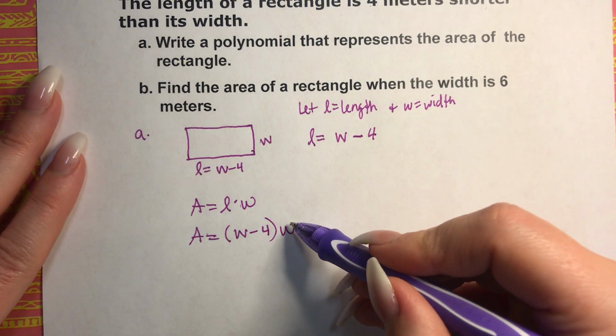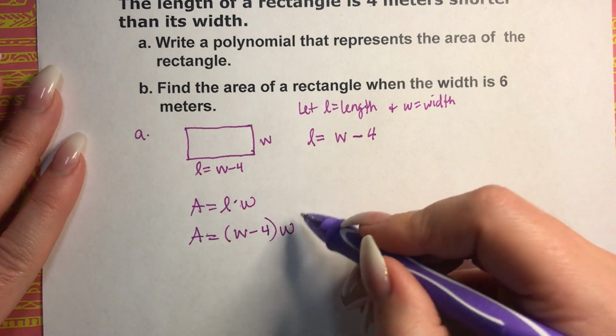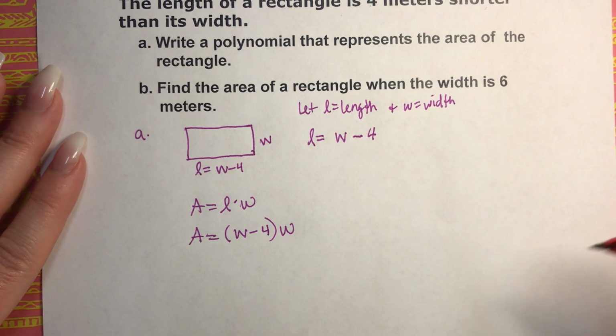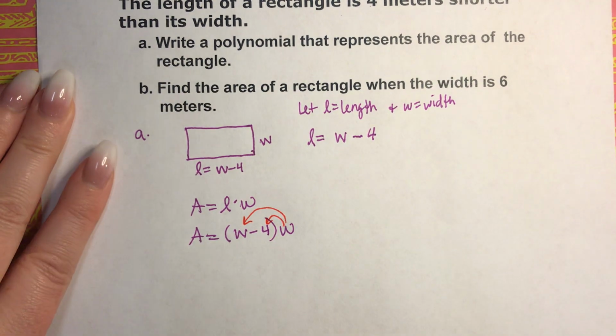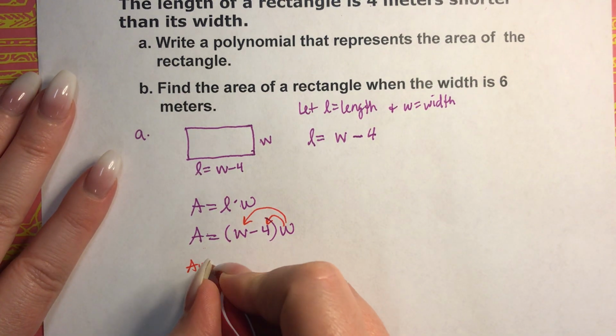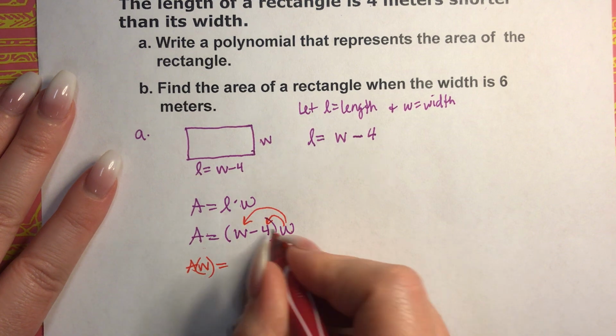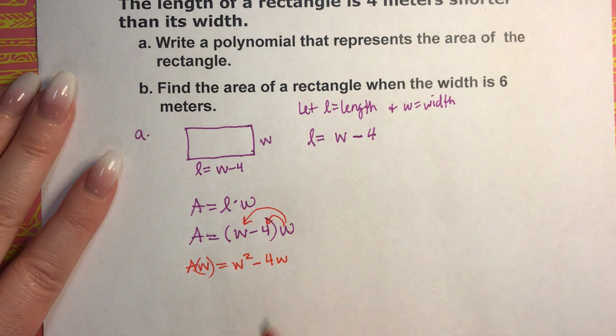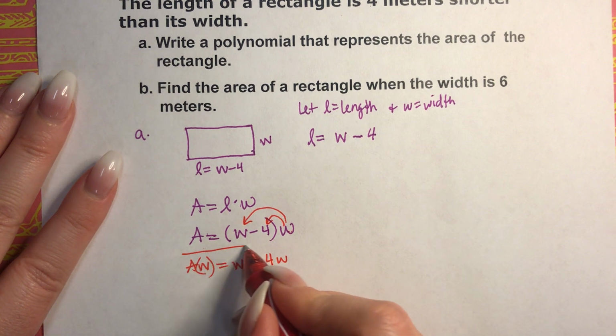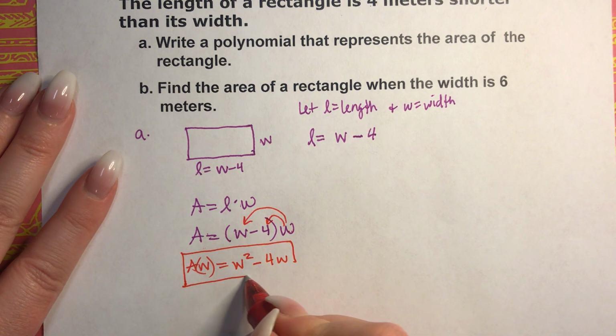Okay, then I'm just going to do that distributive property twice, right? So W times W, W times negative 4, and I'm going to make this A of W equals W times W is W squared, W times negative 4 is negative 4W. And so there's my area of the rectangle.